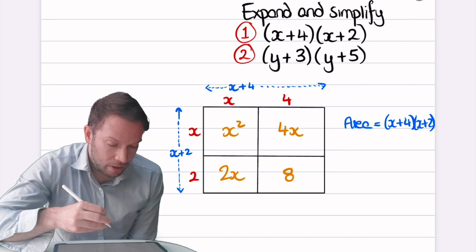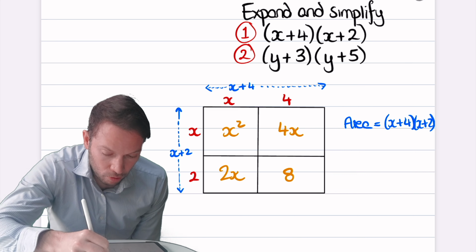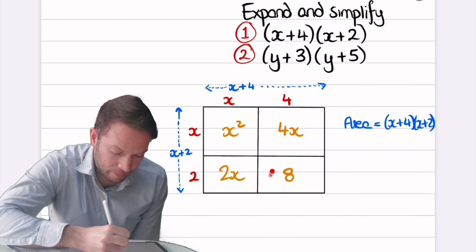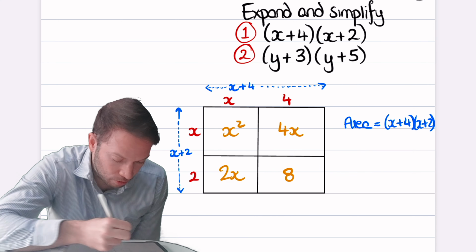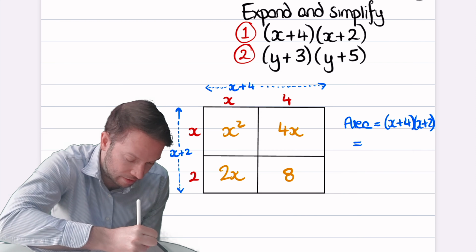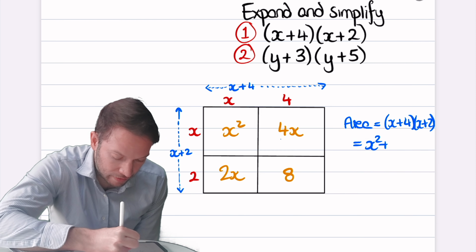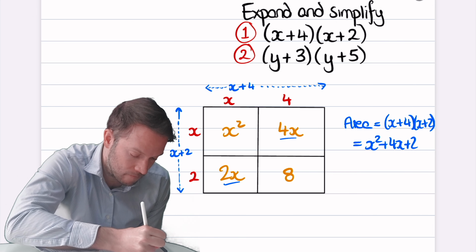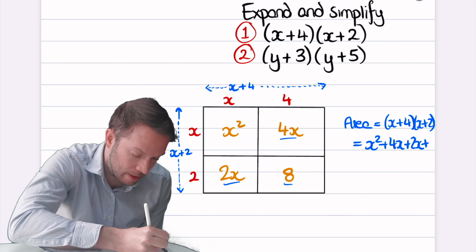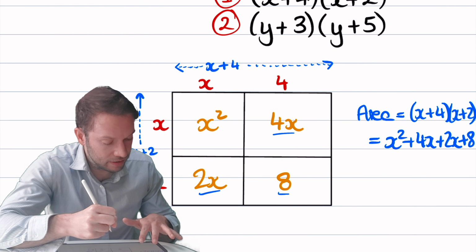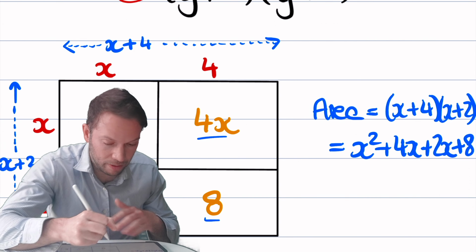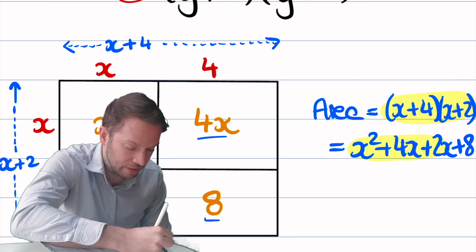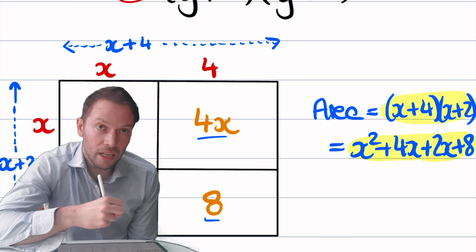So the area of the whole rectangle is just the area of the four rectangles added together. So the area is also going to be this x squared at the top left, plus the 4x here, plus the 2x here, plus the 8 here. And that basically tells us that these two things, because it's the same area in both cases, these unexpanded brackets and these expanded brackets, must be the same.